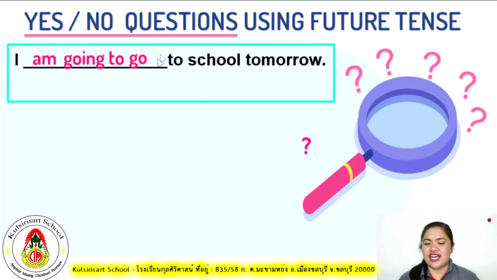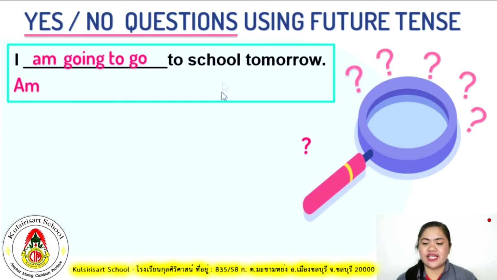Okay, now this time, look at this sentence. I am going to school tomorrow. Take a look at this. This is using be verb. Okay, this is using be verb. So, of course, you will start your question by a be verb. Again, it should start with the be verb: am, is, or are.